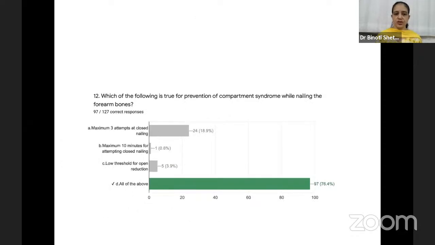Which of the following is true for prevention of compartment syndrome while nailing the forearm bones? Maximum 3 attempts at close nailing, maximum 10 minutes for attempting close nailing, low threshold for open reduction, or all of the above. So all of the above is the right answer, and almost 97 out of 127 have got it correct.